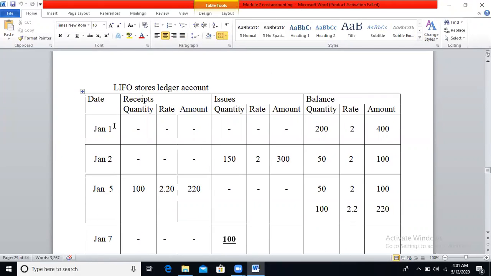January 1st, if they have given opening stock, that will be entered in the balance column, that is opening balance. The quantity will be 200 pieces at rupees 2. If you multiply 200 into 2, you will get the value as 400.